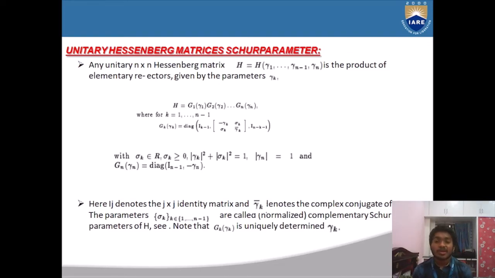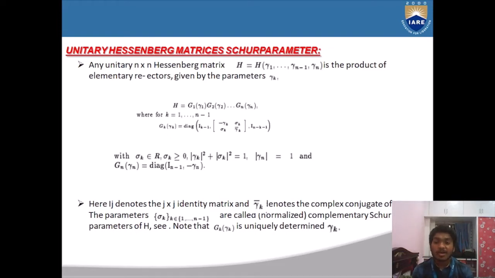Any unitary n×n Hessenberg matrix H = H(γ1, ..., γn−1, γn) is the product of elementary reflectors given by the parameters γk: H = G1(γ1) G2(γ2) ... Gn(γn), where k can be taken from 1 to n−1.